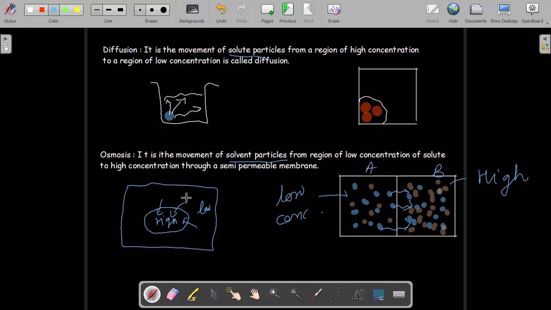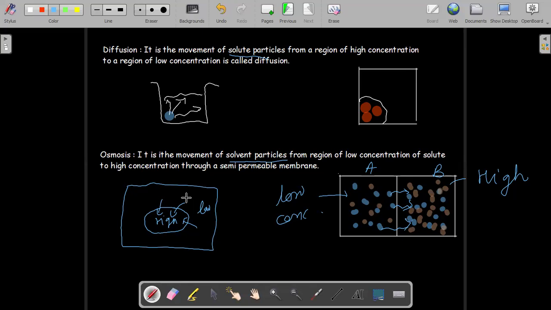Okay, so see, in the process of osmosis, a semi-permeable membrane is required. It is a must. Without a semi-permeable membrane, there will not be any transfer of substances, and there will not be any osmosis occurring. But in the diffusion process, it can occur even without a semi-permeable membrane. No membrane is required for the diffusion process.